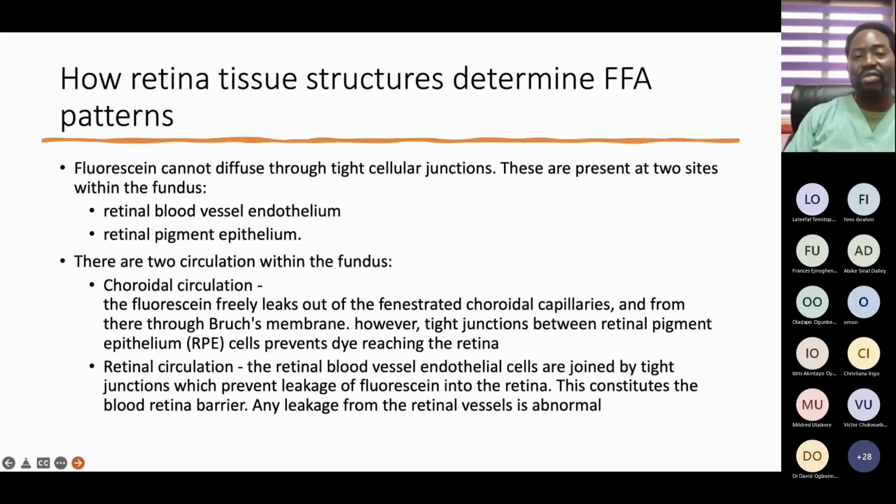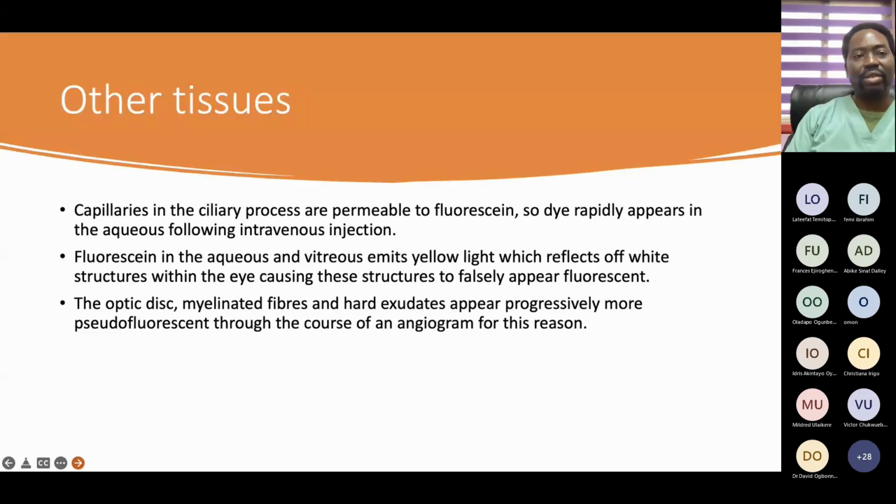These do not allow dye to pass through unless they are abnormal, and there are basically 2 circulations that can be seen. The retinal circulation is more obvious than the choroidal circulation in fluorescein angiography. In ICG, we can see the choroidal circulation better. Fluorescein can also get into the aqueous, and it can get into the vitreous if there are leakages over time. The optic disc, myelinated nerve fibers, and hard exudates appear progressively more pseudofluorescent through the course of an angiogram for this reason.